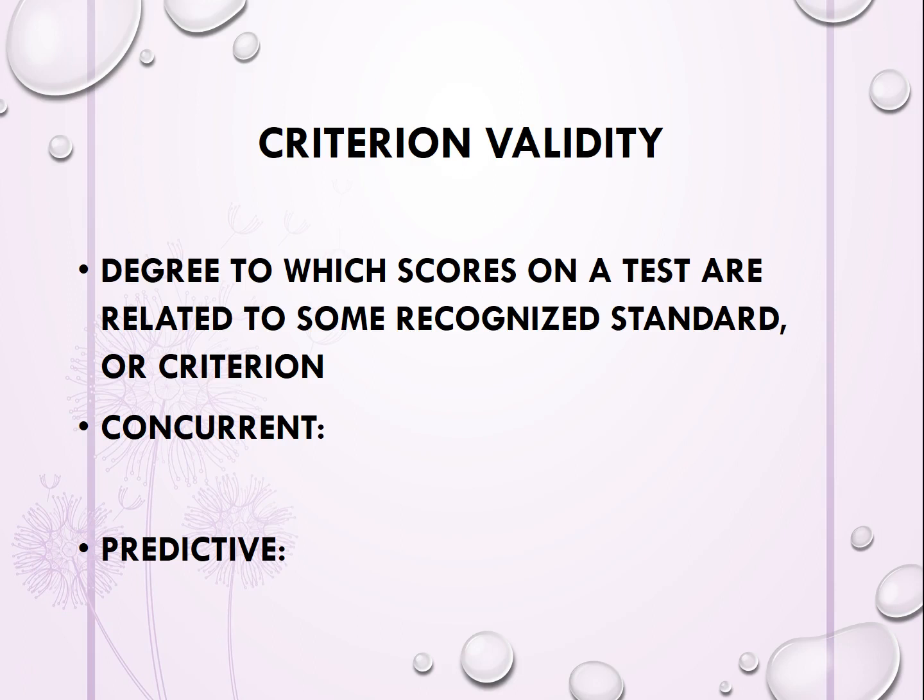Predictive validity is the degree to which scores of predictor variables can accurately predict criterion scores. The criterion is some later behavior, such as entrance examinations used to predict later success. An example of that is the GRE, which usually predicts success in graduate studies.